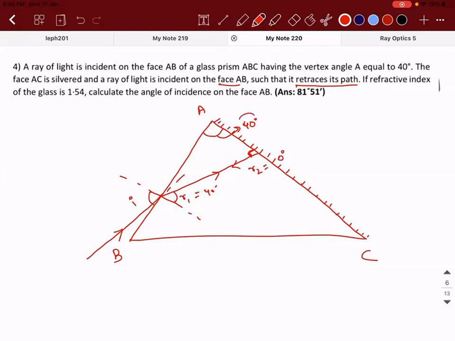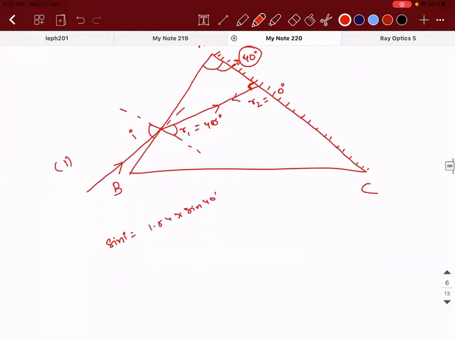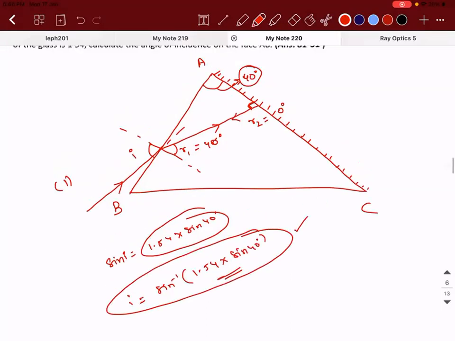Because A is equal to R1 plus R2, this is going to be 40 degrees. So the outside medium is 1. 1 into sine I is equal to 1.54 into sine 40. So calculate this. I will be equal to sine inverse of 1.54 into sine 40 degrees. So this will be the answer.